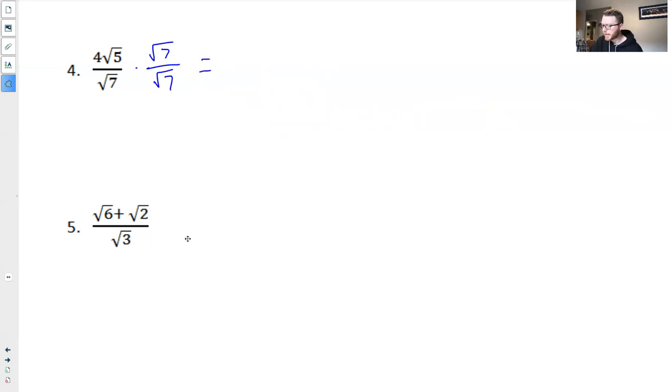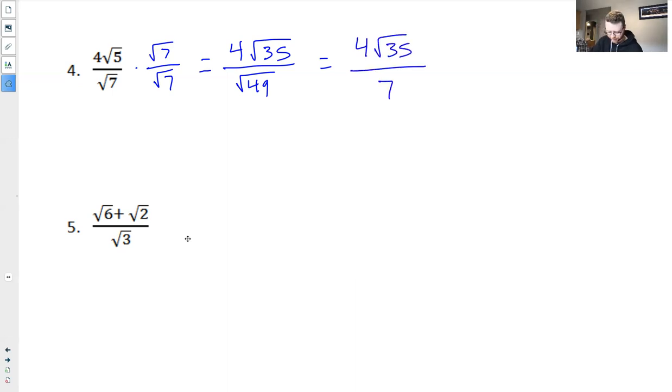Okay, when you're multiplying a mixed number and a radical, you just multiply the numbers in front and then multiply the radicands. So 4 times 1 is 4, and then root 5 times root 7 is root 35. Root 7 times root 7 is root 49, which is a perfect square, so we can simplify that. 35 is already in lowest terms, so we will leave that alone. So we get 4 root 35, and the square root of 49 is 7.